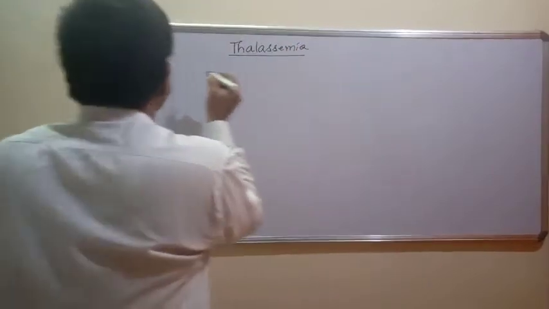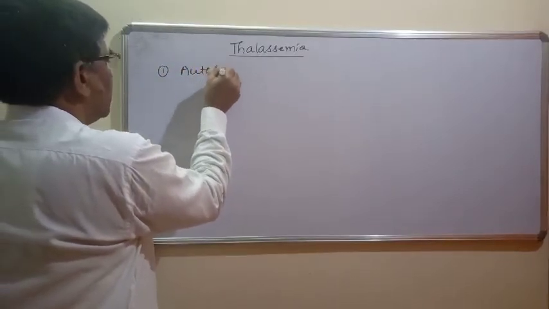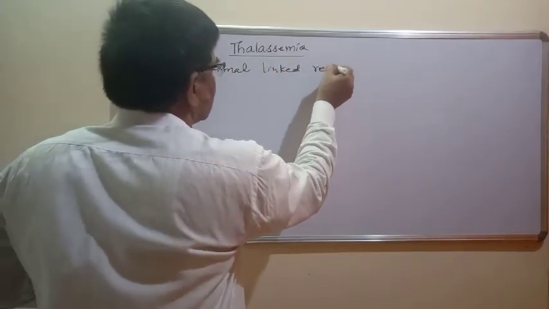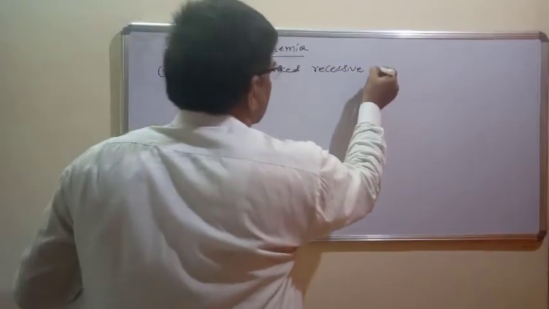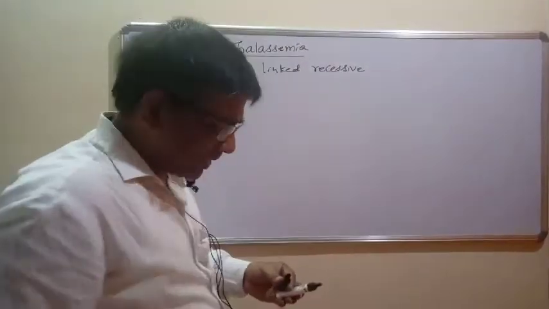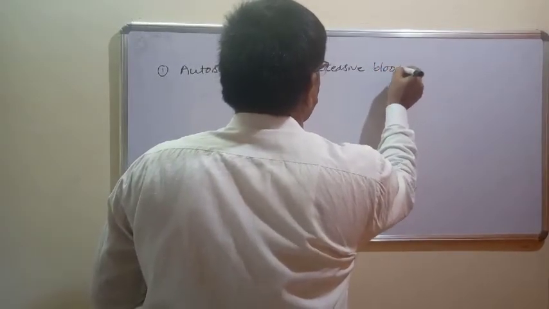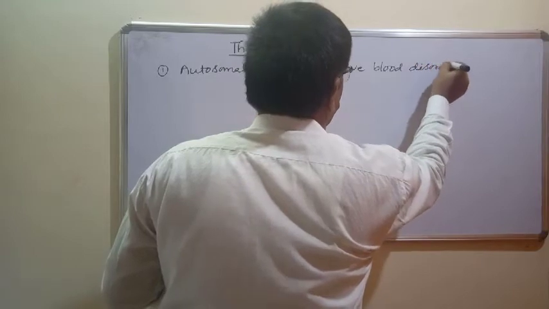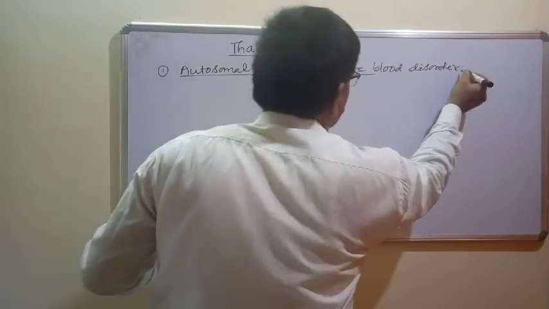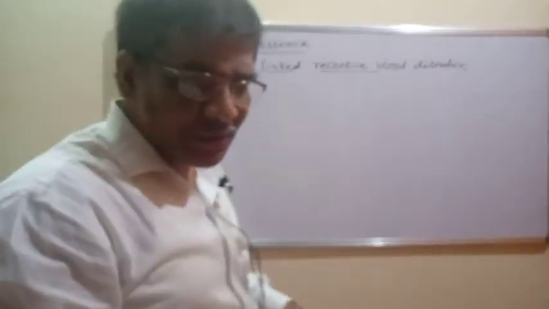Thalassemia is a genetic disease. It is an autosomal linked recessive gene disorder or blood disorder. So you can understand the terms here: autosomal linked recessive blood disorder, and it is transmitted from unaffected carrier parents to their offspring.